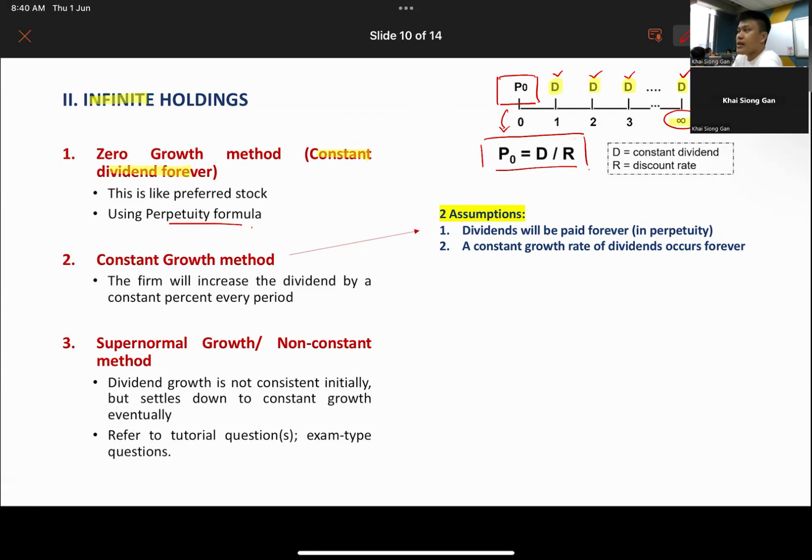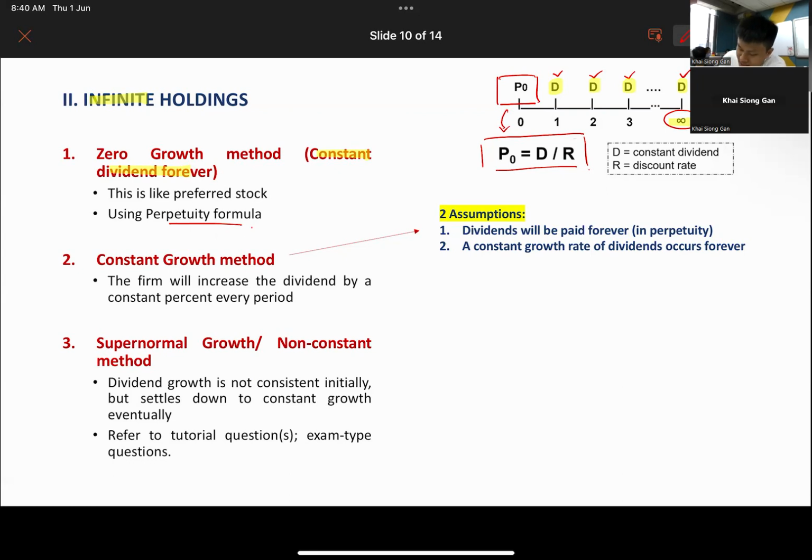Also, preferred stock is like once you purchase the stock, whether the company earns money or not, they will still pay you a certain amount of dividends, the fixed dividend forever until you sell it out. Okay, so if it fulfills these characteristics, then you will use zero growth method to calculate it.